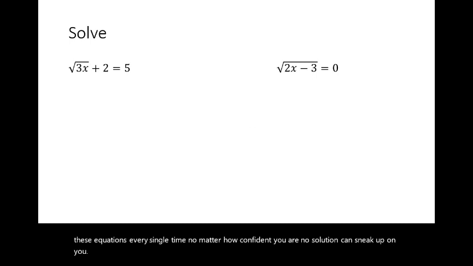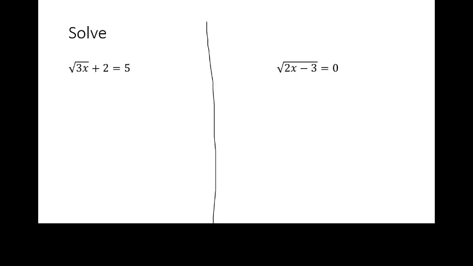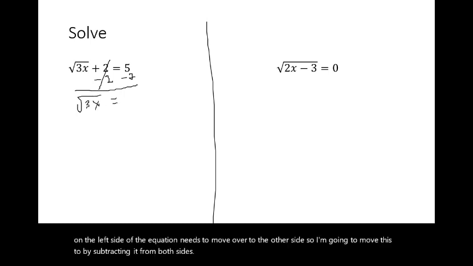So what we're going to do for this next one is we are going to solve for x, which is currently inside of a square root. So I'm going to first isolate the radical, so anything that is not underneath a radical on the left side of the equation needs to move over to the other side. So I'm going to move this 2 by subtracting it from both sides. So I will get the square root of 3x equals 5 minus 2 is 3.